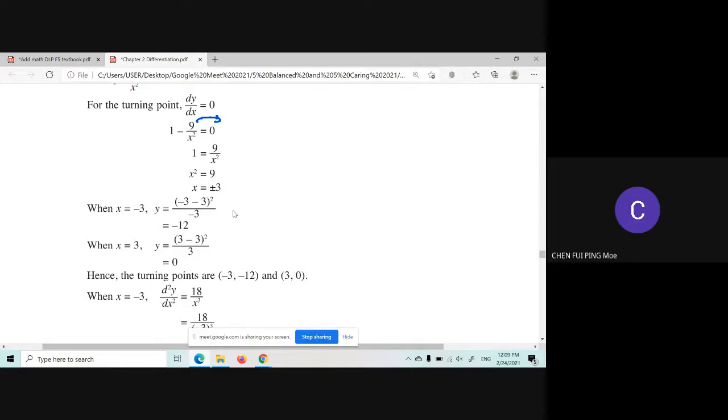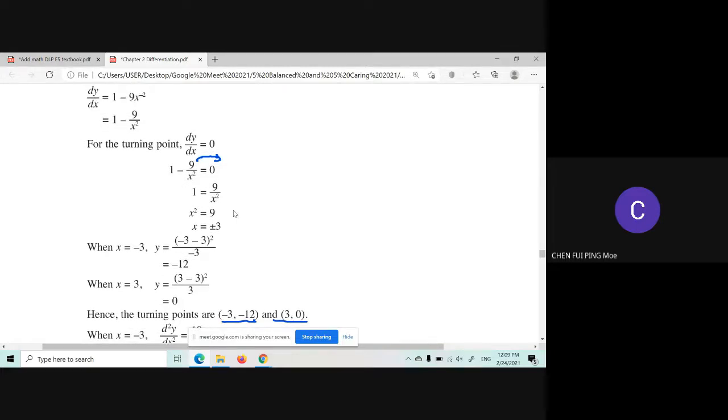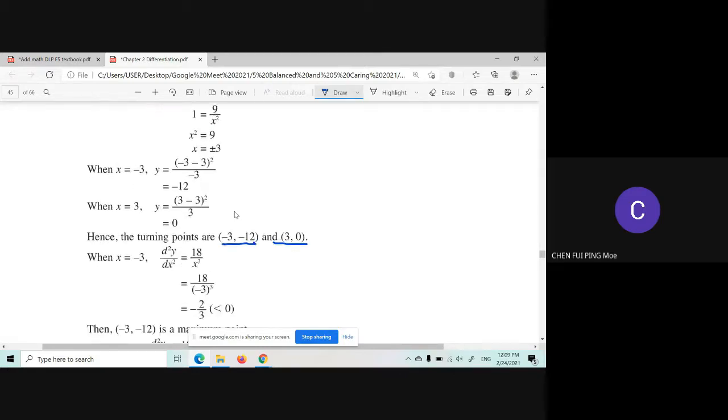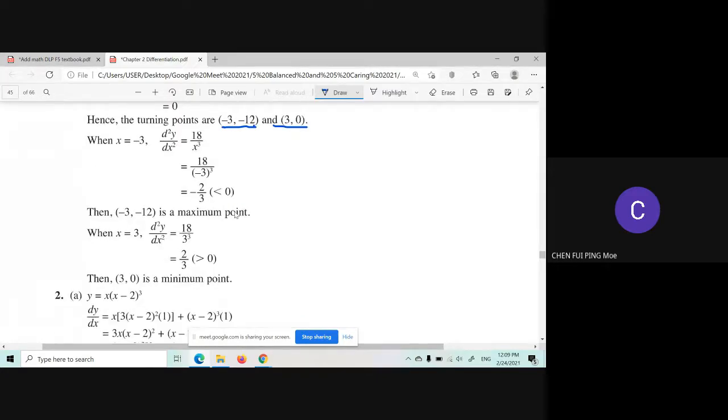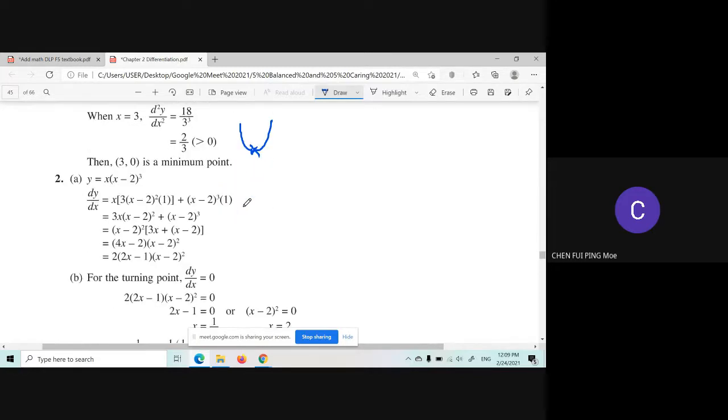And then when x equals to 3, substitute, get the y. When x equals to 3, substitute, get the y. After get these 2 points, check the second derivative. So how to check second derivative? This one. Differentiate 1, getting 0. Differentiate this one. Negative 9 times negative 2, you have 18. So x copy, power minus 1. So you have this value. Then you substitute the value in. You get negative for second derivative. So meaning that it's a maximum point. Similarly for this, after substitute, getting positive. So it's a minimum point. Okay, so now question number 2.